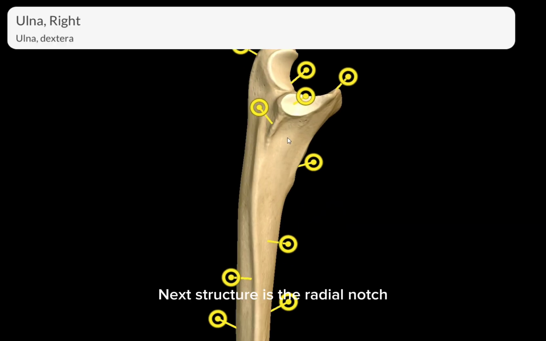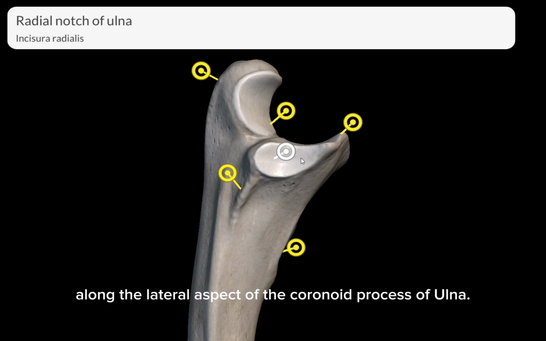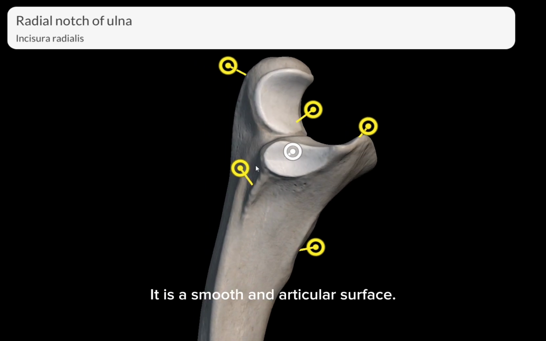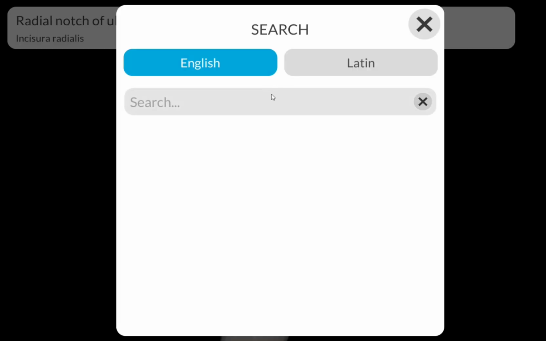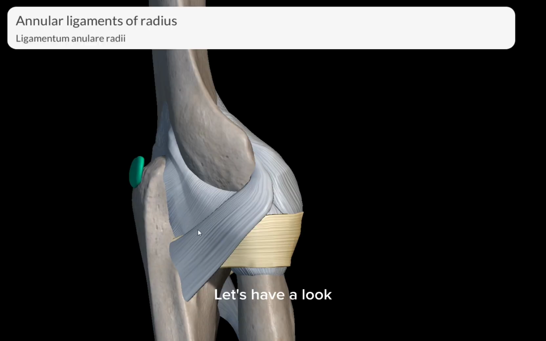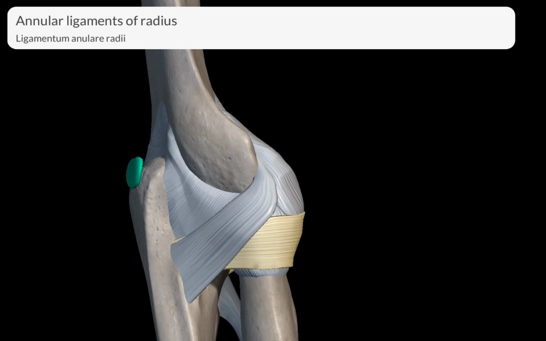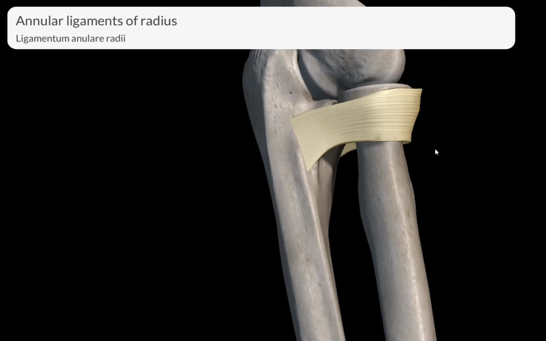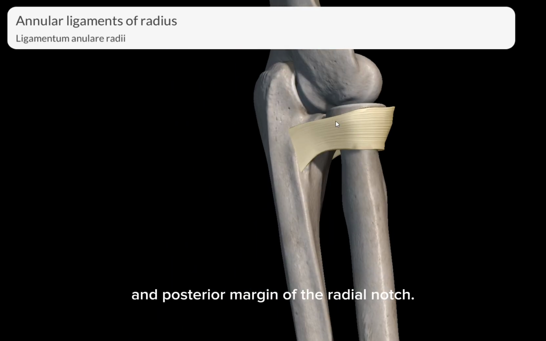Next structure is the radial notch, which is an articular indentation found along the lateral aspect of the coronoid process of the ulna. It is a smooth, articular surface. The anterior and posterior margins of the radial notch provide attachment for the annular ligament of the radius. Let's have a look at the isolated view of the annular ligament. Now you will see the attachment of the annular ligament at the anterior and posterior margins of the radial notch.